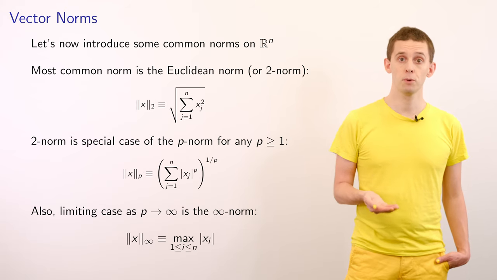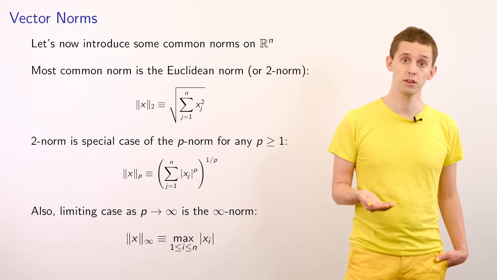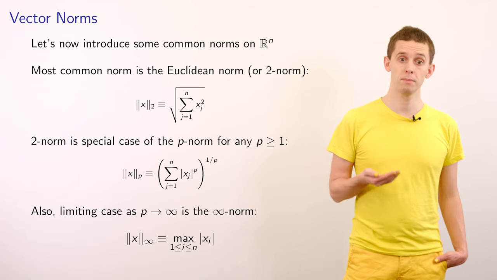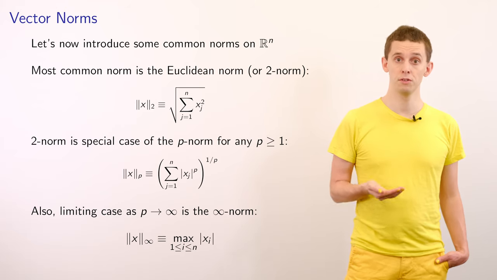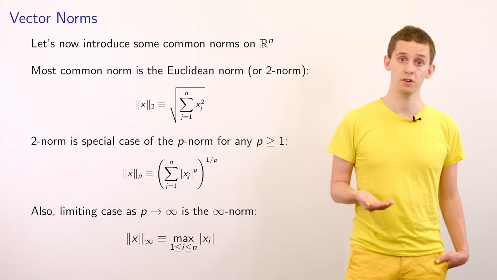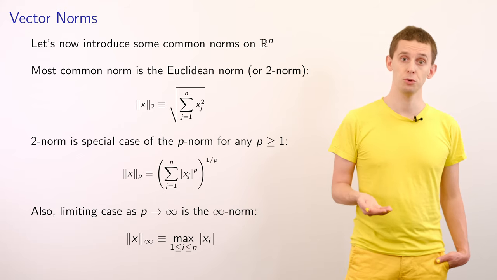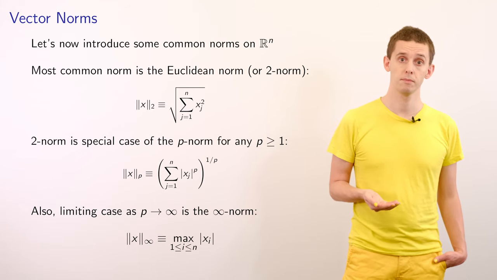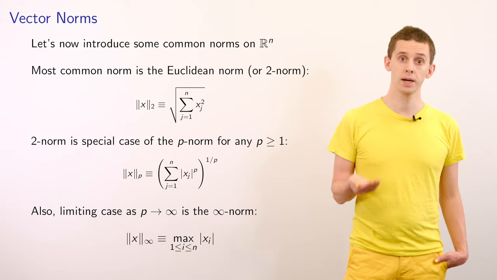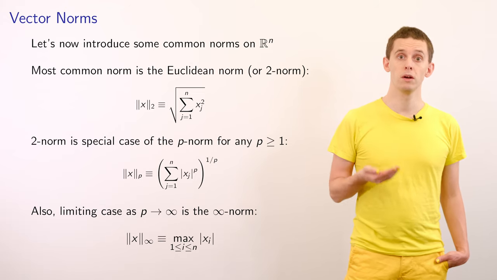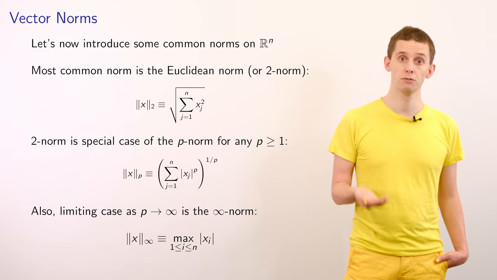That motivates this definition of the infinity norm of a vector to just be the maximum over all of the different components, i equals 1 to n, of the magnitudes of xi. It's worth comparing this expression to the infinity norm that we defined for functions.